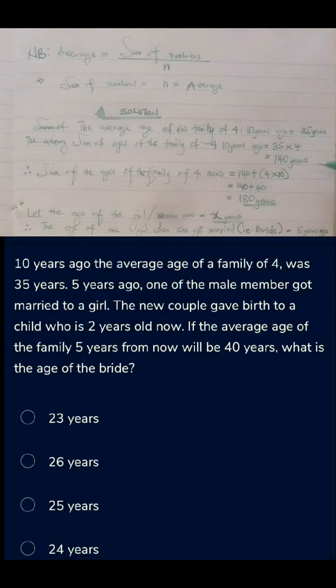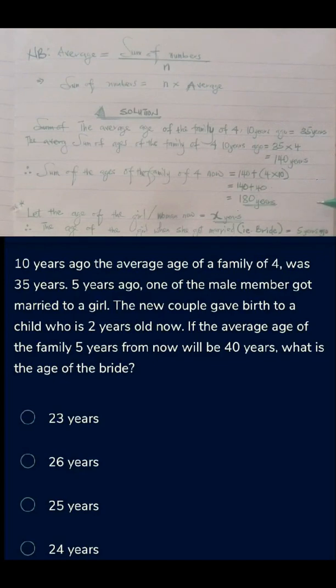So the same thing applies to the family. If 10 years ago the family was 140 years, now it will be 140 plus 10 years up to date. It will be 4 times 10, giving us 40. So 140 plus 40, which is 180 years. So the family is now 180 years, and then 10 years ago was 140 years. Sorry. So let's continue.